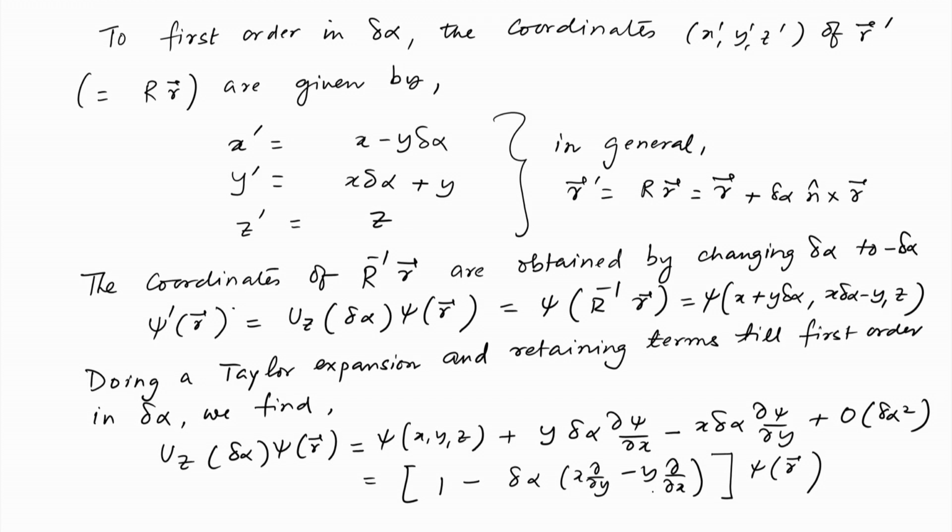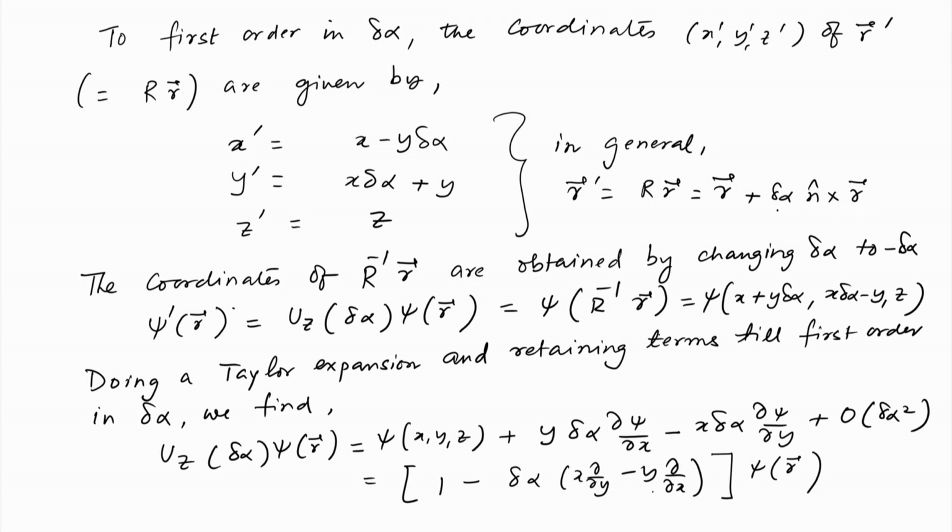So, x prime becomes x minus y delta alpha, and y prime becomes y plus x delta alpha. You should convince yourself, and z prime is equal to z because we have rotated about the z axis. So, the z coordinate remains the same. In general, as you might have learnt in your classical mechanics course, r prime, the rotated variable, is related to the original variable before rotation by r plus this angle delta alpha, and this n cap is the axis about which the rotation has taken place, crossed with r.